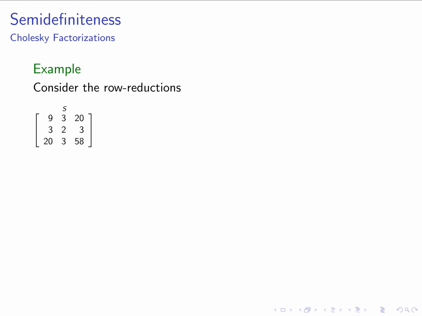So let's see this in practice. Here we are starting with a 3x3 real symmetric matrix, which is a Hermitian matrix. And let's do some row reductions. So I'm attempting to find an LU factorization here, and I'm ignoring the method of partial pivoting. So since I'm ignoring partial pivoting, I'm not going to swap row 1 with row 3 to take advantage of the larger 20 here. I'm going to use the number 9 to clear out the entries below it.